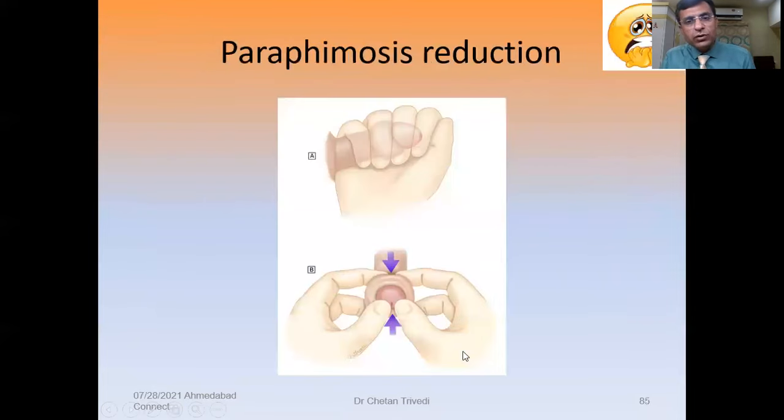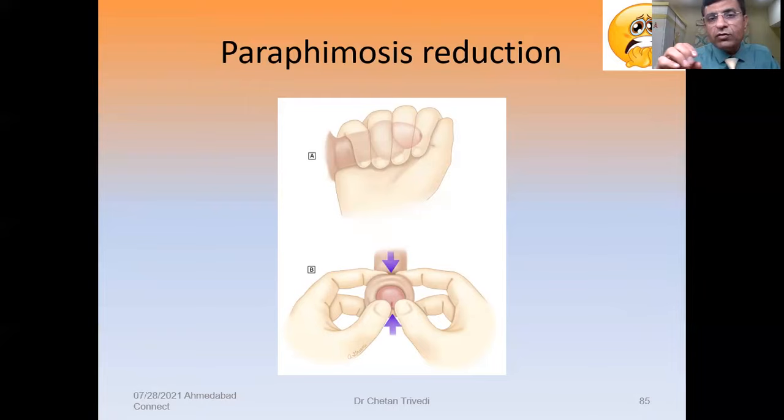So what do we need to do? There are two techniques of reduction. One is with the closed fist, and second is with fingers and the thumb. First, you press it with the fingers or with the fist like this, and try to reduce the edema. Because there is edema of the prepuce skin, we try to keep it pressed for 5 to 10 minutes, and that will reduce the edema. And then you try to do the reduction.